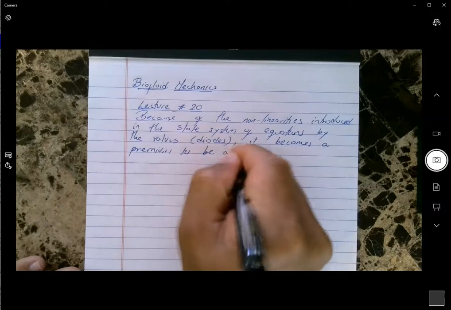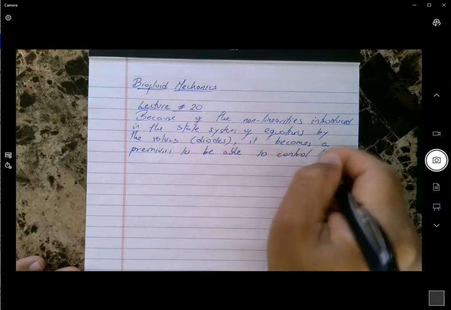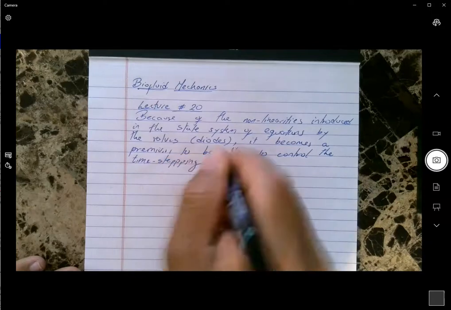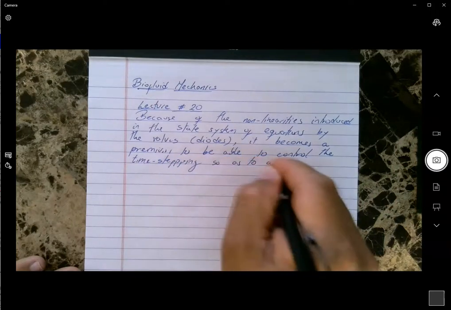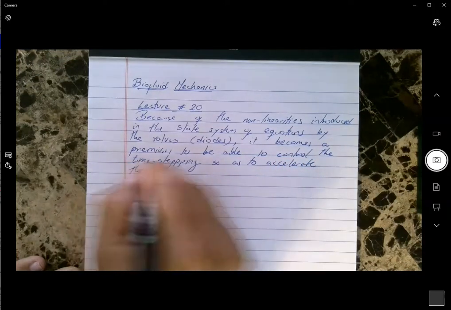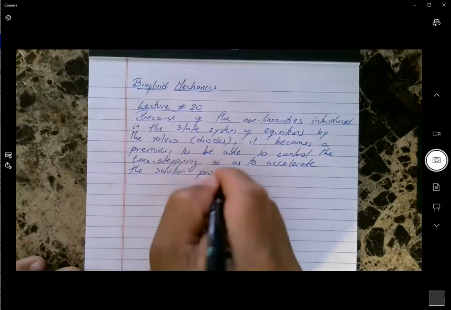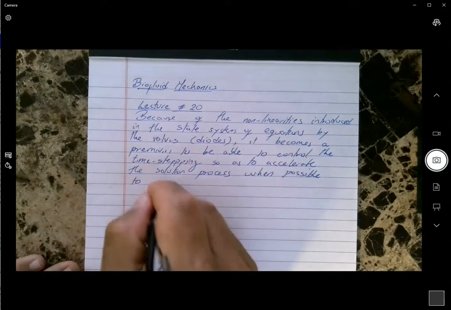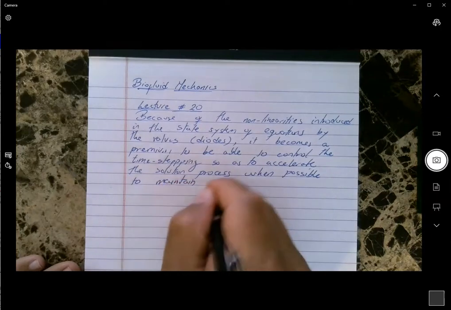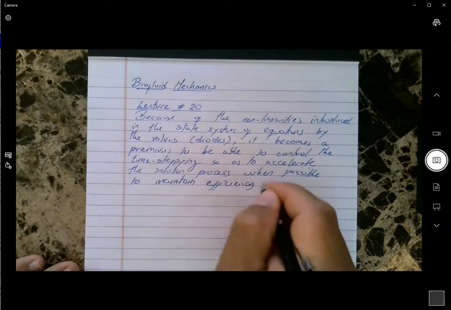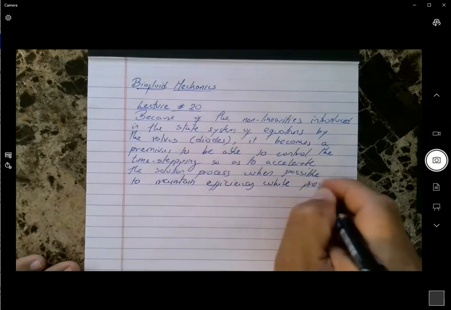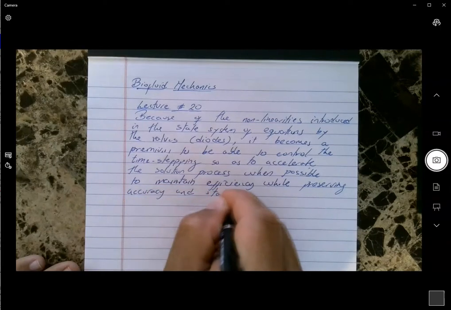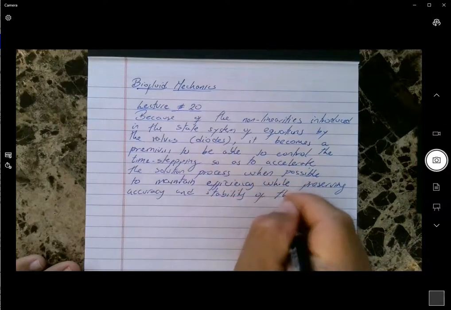So it becomes a premium to be able to control the time stepping, so as to accelerate the solution process when possible, to maintain efficiency while preserving accuracy and stability of the solution method.